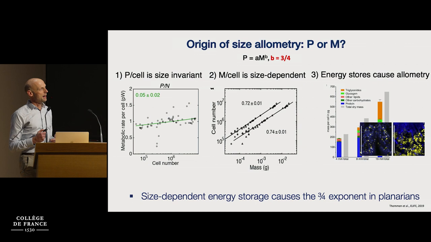But of course, the question now is, why three-quarters? Why, even in these very weird animals, is the size-dependent lipid storage, for example, set to exactly such a point that we again get out the three-quarter exponent?